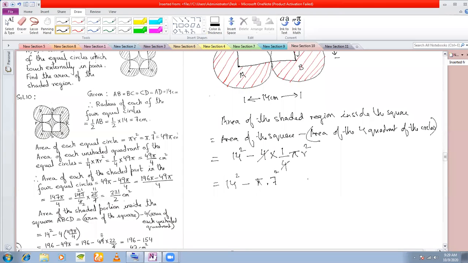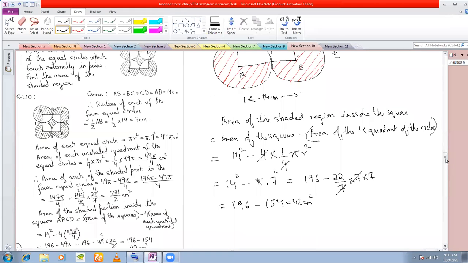Okay, so now you can put the value of pi. This is 196, 14 square. The value of pi is not specified, so you put 22 by 7. So you get 196 minus 154, which is 42 centimeter square. This is the area of the shaded region inside the square.